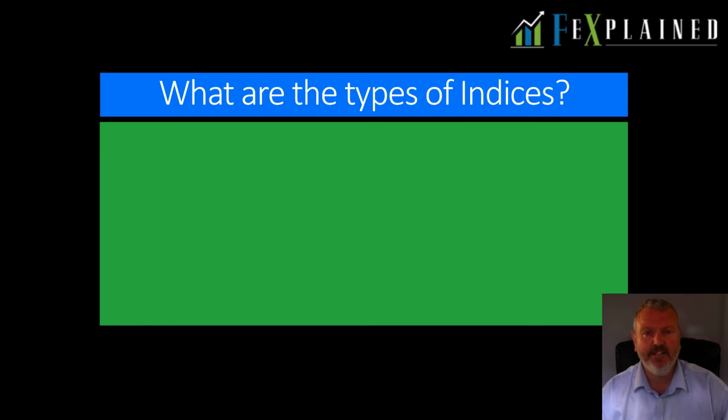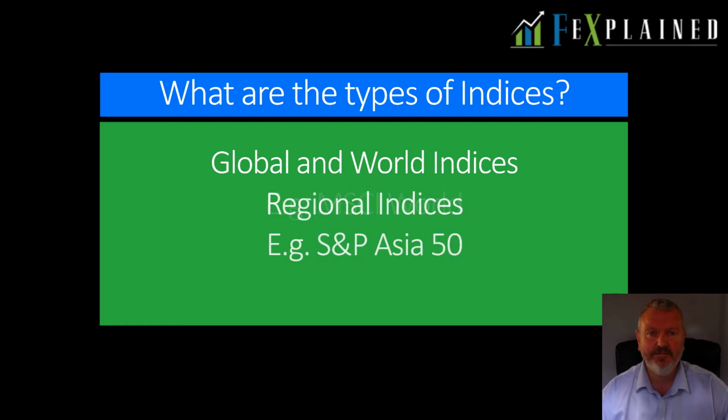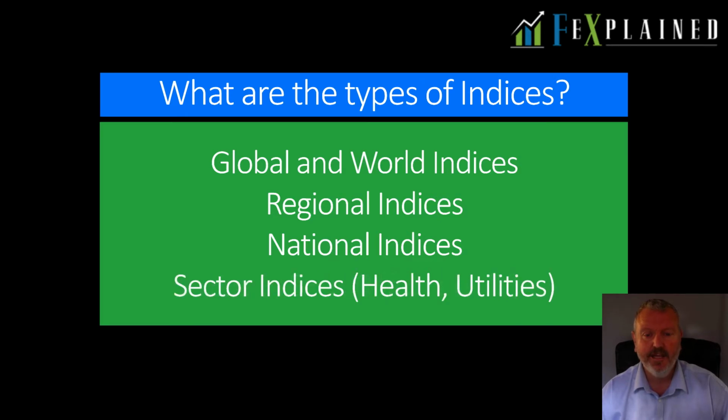So what are the types of indices? Well, we can have global or world indices. An example of this would be the MSCI World Index or the S&P 500 Asia 50 as a regional index. So we can have regional indices and global indices. We could also have a national index. For example, for the UK, the dominant national index is the FTSE 100 index. And finally, we could have sector indices like health and utility indices.